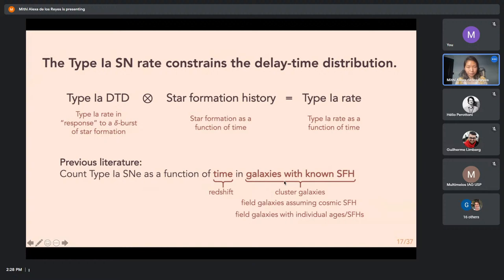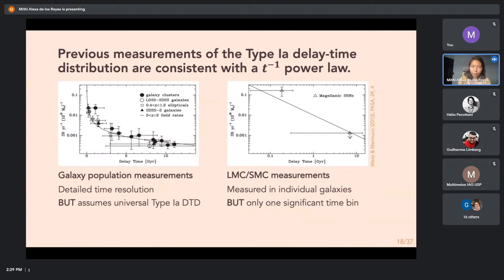The other way to do this, instead of looking at large populations of galaxies, is to look at individual galaxies. Instead of counting type 1a supernovae as a function of redshift, we measure supernova remnants, and we use their ages as a function of time. Again, this works pretty well, except it's really hard to measure supernova remnant ages. Both of these types of measurements are roughly consistent with a t to the minus one power law for the delay time distribution, which is what we expect for the double degenerate models. But there are some caveats. There are pros and cons to both of these types of measurements.